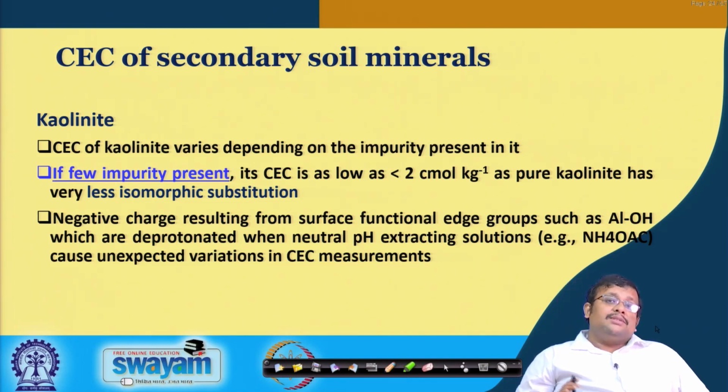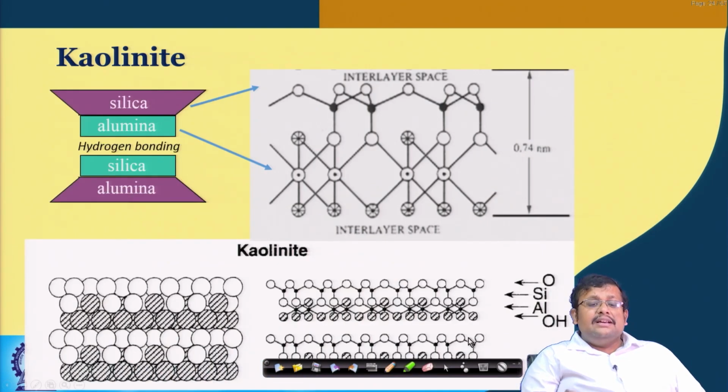Negative charge resulting from surface functional edge groups such as aluminum hydroxide, which are deprotonated with neutral pH extracting solutions such as ammonium acetate, causes unexpected variation in CEC measurement. Obviously, with these variable charge surfaces, when we add different solutions, the variable charge surface creates different types of unexpected variation.